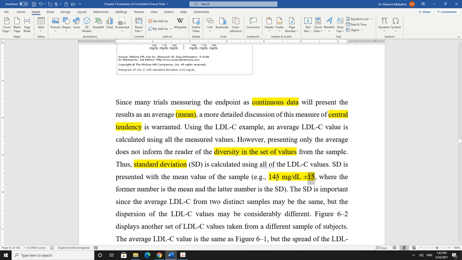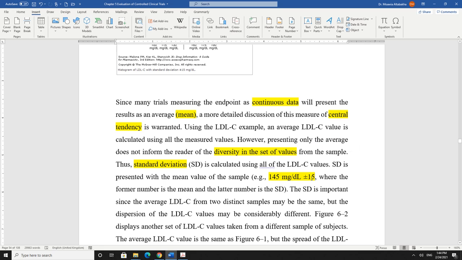So they said, okay, I want to describe my group. It has a mean of 145 milligram per deciliter. Deciliter means 100 ml. Okay, with a standard deviation of 15. What does it mean, this 15? Okay, which is talking about, don't forget about the variability in your group, or the diversity in the values.